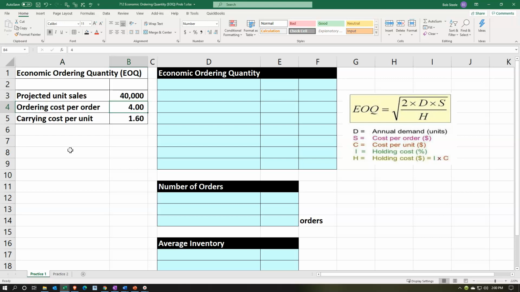Now, once you have it, you would say, okay, if I want to minimize my cost of ordering, it costs me $4 every time I make an order, and I know I need 40,000 units for the entire year.